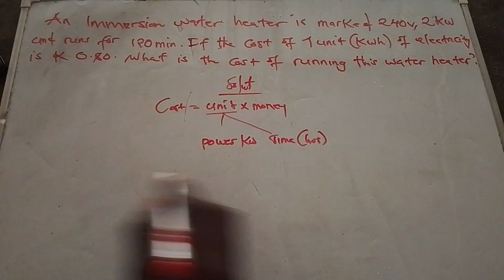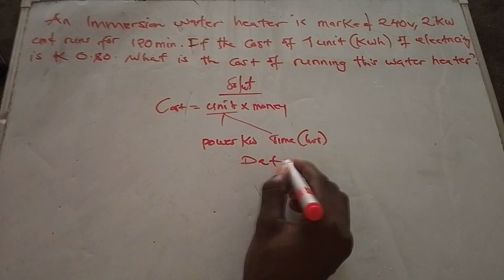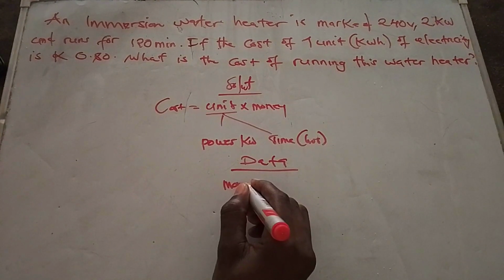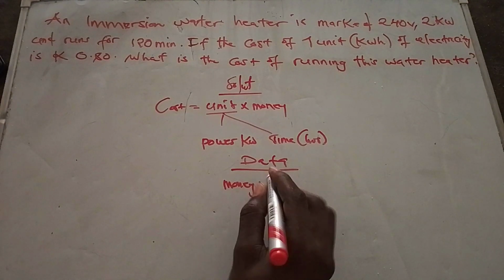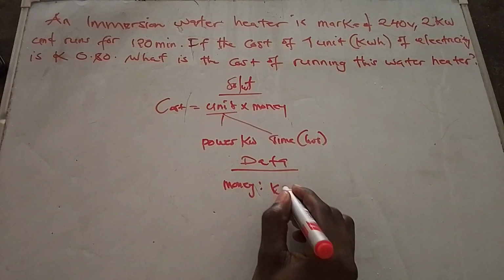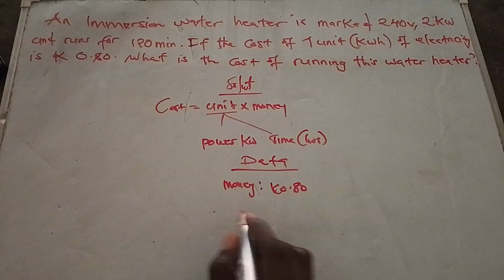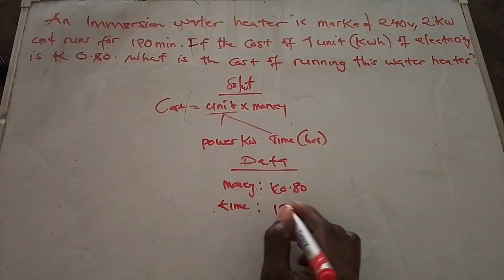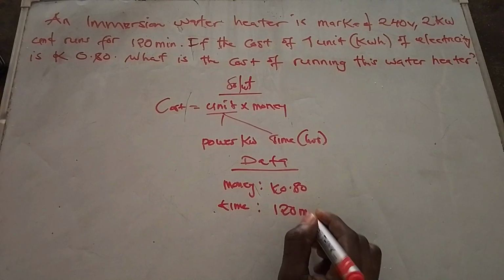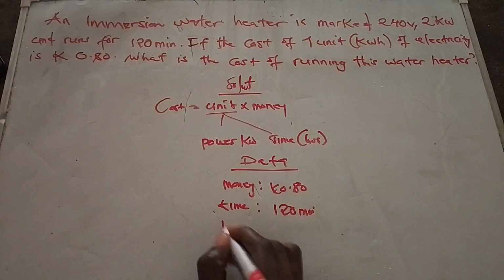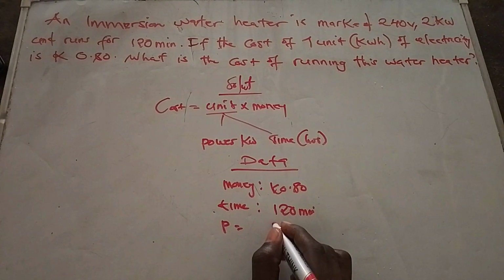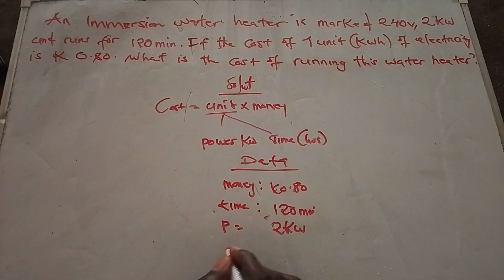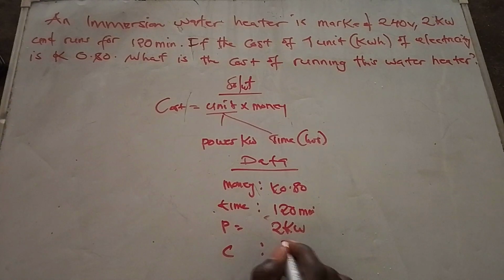So if we get the information which you have, our data, we have our money. So money is 0.80. Then what else? We have time. So time is 120 minutes. Then we have power of 2 kilowatts. So we're looking for the cost, which we don't have.